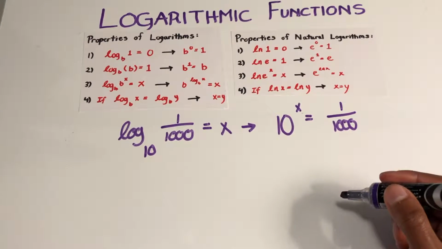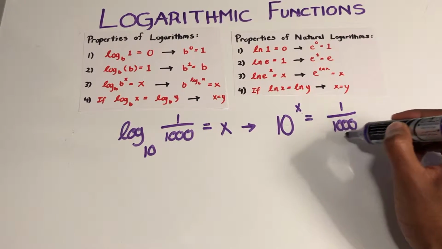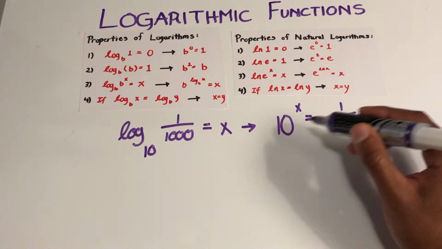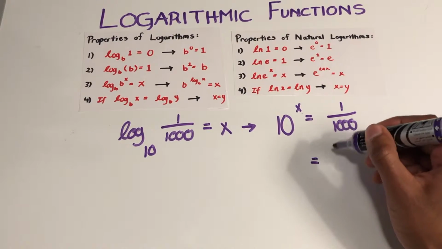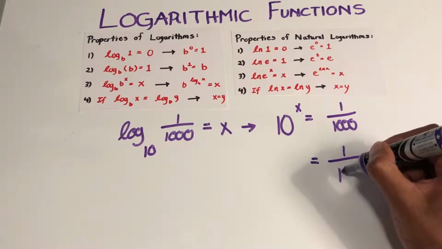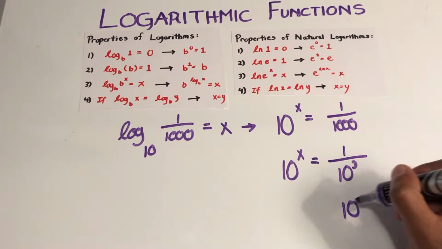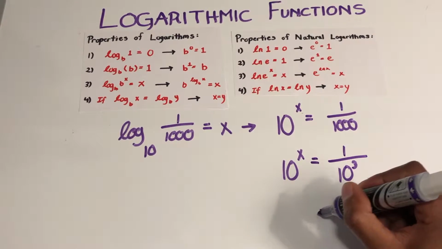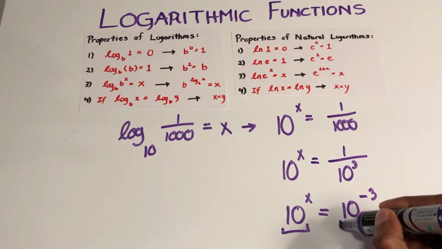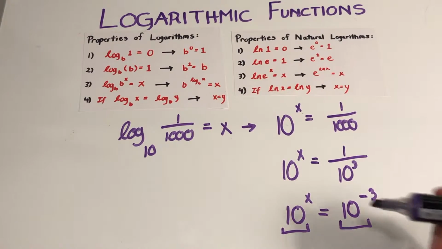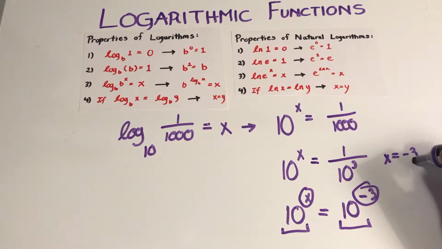Now this looks like exactly the problem that we did before. What can I do here in order to make this term right here the same base as 10? Or how can I make this 10 to the power of something? Well, we know 1000 is just 10 to the power of 3. Okay. Now what are we going to do? We're going to flip this fraction so that we get 10 to the power of -3. The 10 to the power of x on the other side is still there. And now we have the same base. Since we have the same base, the powers can be equal to each other. Therefore, x is also equal to -3.